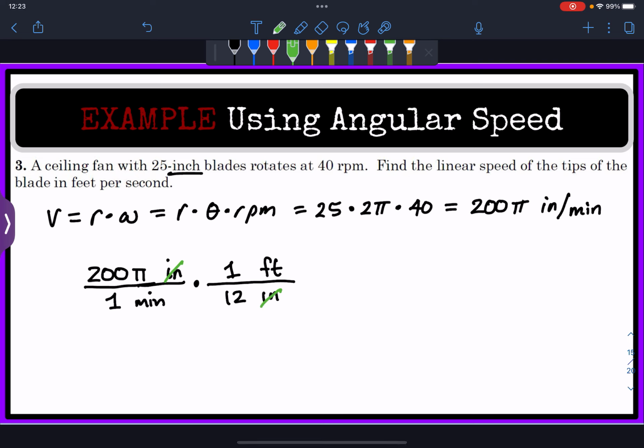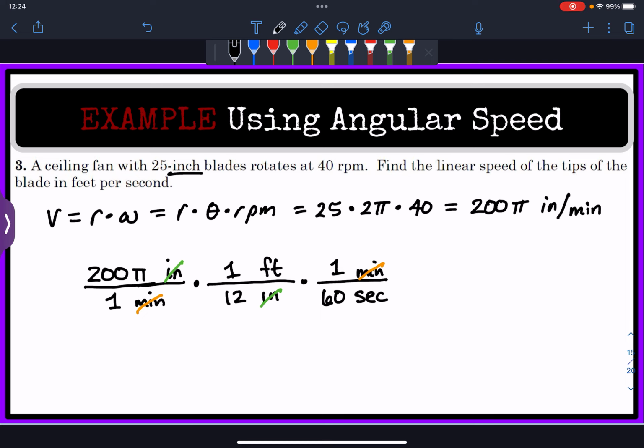That cancels out that. And we now have our unit measurement in feet. I also want to change our minutes into seconds. So I want seconds in the bottom, and I want to get rid of minutes. So I'm going to put minutes on top, and that's going to reduce out the minutes. And because 1 minute has 60 seconds, I'm going to put 1 over 60.